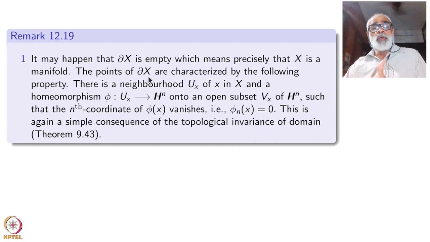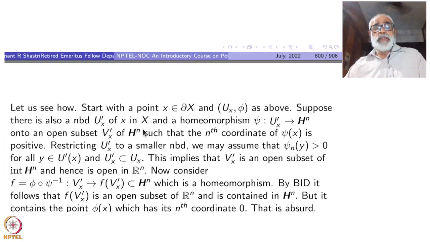Now what do you mean by characterize? Let me tell you that. Okay, so this is where I have to use Brouwer's invariance of domain. So let us see, start with such a point. Now suppose there is another neighborhood Ux prime and another homeomorphism psi from Ux prime to Hn, similar to that one, onto an open subset Vx prime of Hn such that the nth coordinate of Vx prime is now positive. Either it is positive or it is 0, right? It is greater than or equal to 0 always.